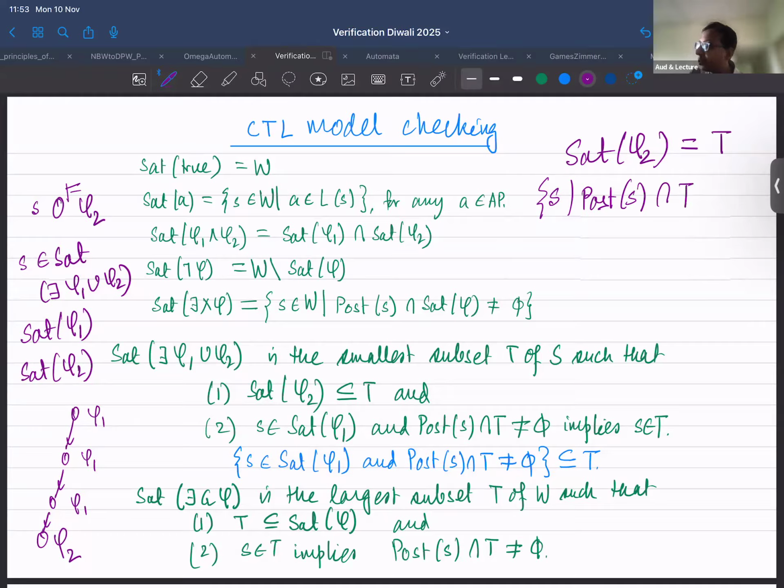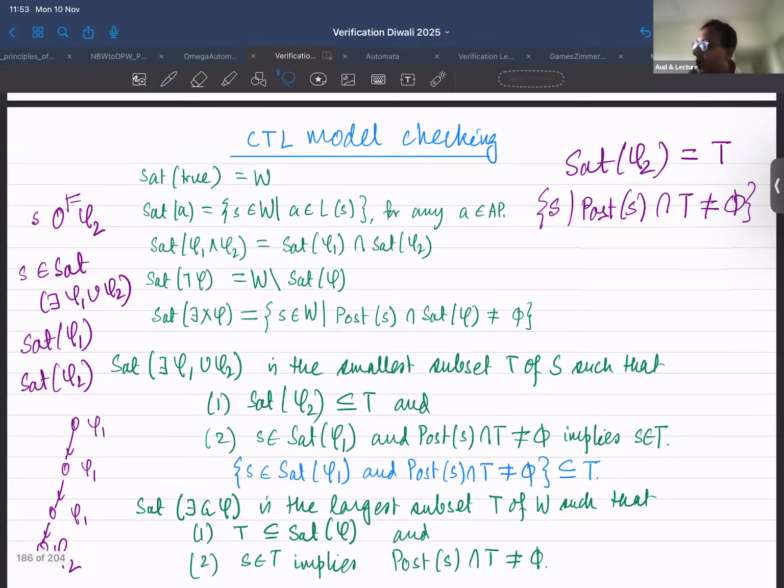Post of S intersection T is not empty. Okay, so you consider such states such that post of S intersection not T, and maybe you would also like to have states which are not already in T. Okay, and such sets you would like to inductively build this set T, right? T equal to T union this set.